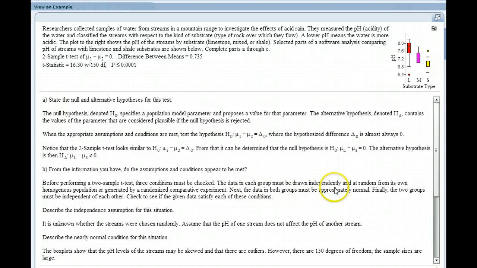There are 2 of these that speak about independence. One is independence between the several data points within a group, and the other one is independence between one group versus the other group that we are comparing. It is unknown whether the streams were chosen randomly, so we assume that the pH of one stream does not affect the pH of another stream.